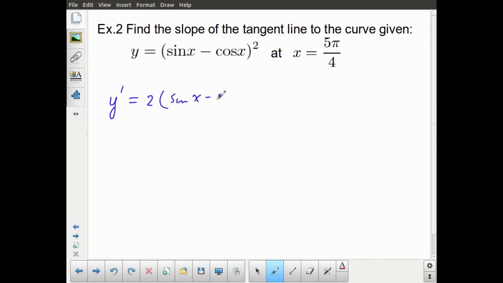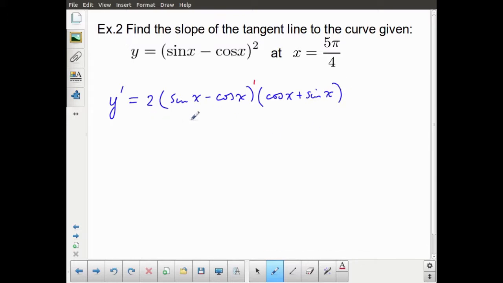Sine x minus cos x to the power. Normally I wouldn't write this. We brought the 2 down. This whole thing is now to the power 1. But now I have to chain rule this. I have to take the derivative of the argument here, which is sine x minus cos x. And the derivative of that is going to be cos x. And this is minus a minus. The derivative of cos x is negative sine. So I've got a minus becomes plus sine x.